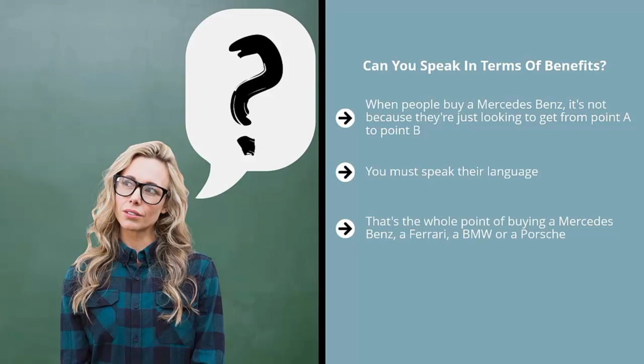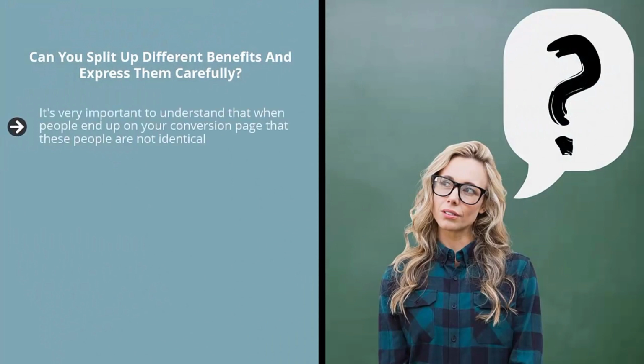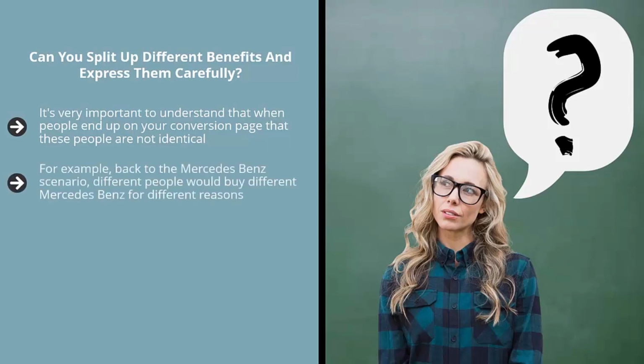You must zero in on that complex of competing needs and speak the language of your prospect. Can you split up different benefits and express them carefully? It's very important to understand that when people end up on your conversion page, these people are not identical. For example, back to the Mercedes-Benz scenario. Different people would buy different Mercedes-Benz for different reasons.